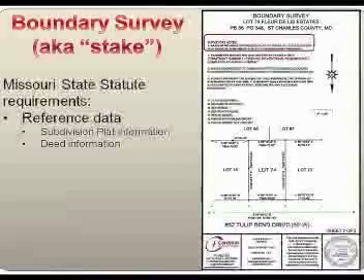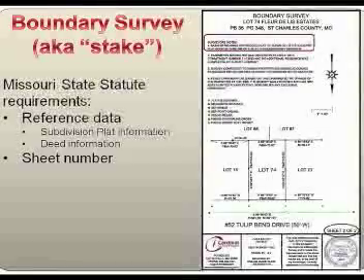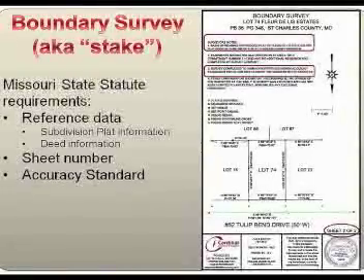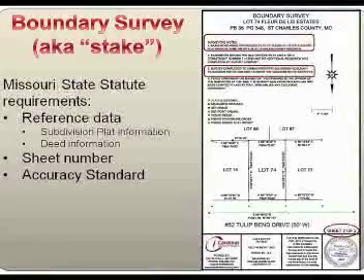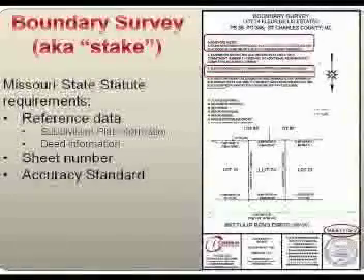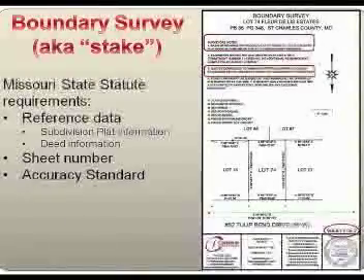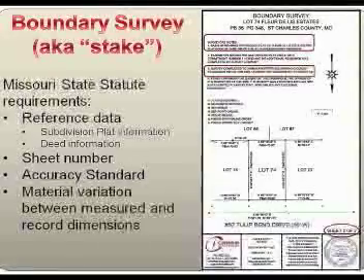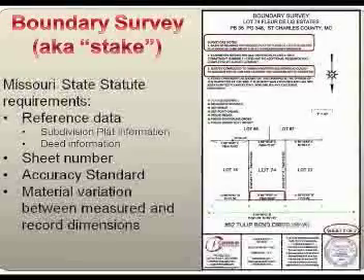And what the state law says is that we have to give you the reference data, which would be the subdivision where we pulled all of our records from. We have to tell you what sheet number it is, and we have to have the accuracy standard. Missouri state law says if you have a 1/4 acre lot, you're allowed to have as much as 1/10 of error. If you have a 3 acre lot, you can have 3/10 of error. But it gives us all of our rules as far as how far our monuments are allowed to be in the wrong place and they're still acceptable. So all of that information has to be on that drawing.